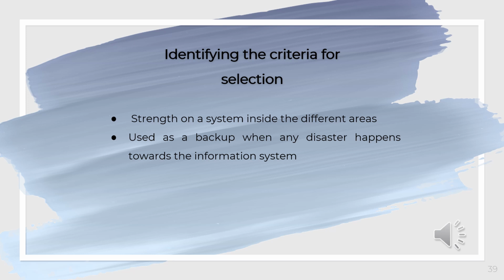The first one is identifying the criteria for selection. The comparison of the alternatives may be difficult and hard to compare, but with the multiple purpose system, it may have a strength on the system inside the different areas. The identifying of the criteria for the selection is an alternative where the criteria of the information system will be identified to be implemented on the Maybank information system, beside the existing system. It is the system that may be used as a backup when any disaster happens to the information system.